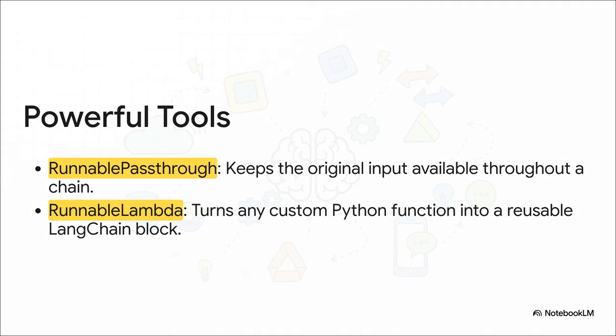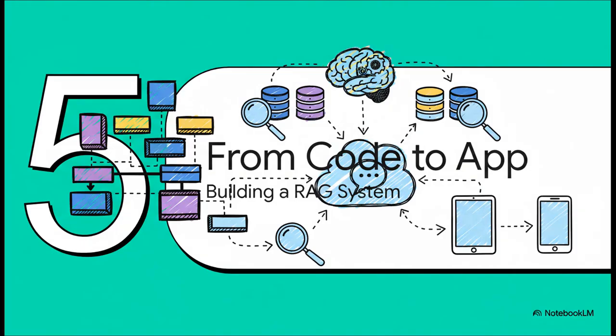And there are even more specialized tools. Runnable pass-through is super handy for making sure your original input data doesn't get lost halfway through a complex chain. And Runnable Lambda, that's like your ultimate superpower. It lets you wrap up any custom Python code you write and turn it into a standard LangChain block that you can just pop into any chain. So let's see how all these blocks can come together to build a real-world application. We can combine them to create something incredibly powerful, like one of those retrieval augmented generation, or RAG systems, that powers so many of the advanced chatbots you see today.